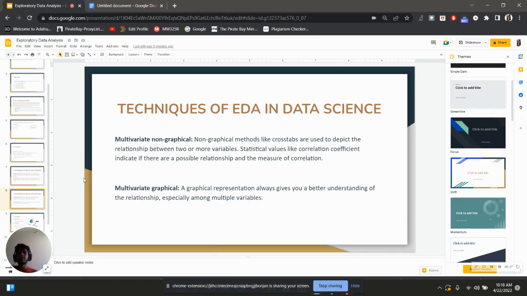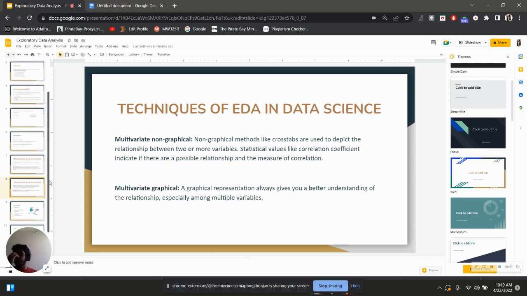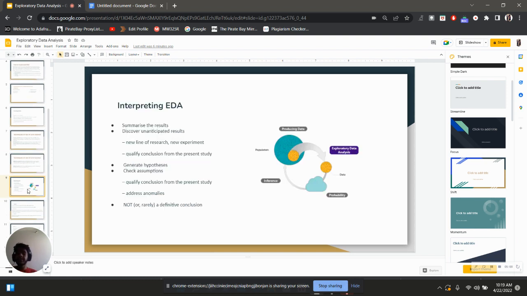Multivariate non-graphical. There are some non-graphical methods like crosstab which are used to depict the relationship between two or more variables. Statistical values like the correlation coefficient indicate if there is a possible relationship, in the measure of their correlation. Multivariate graphical. A graphical representation always gives you a better understanding of the relationship, especially among multiple variables.